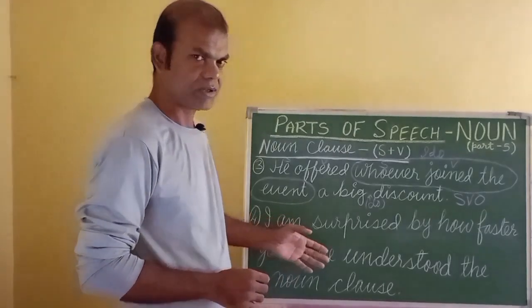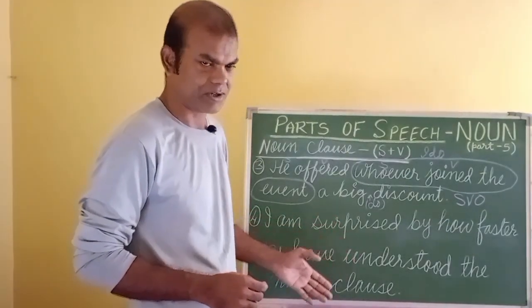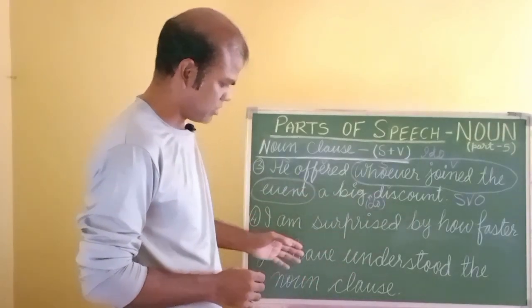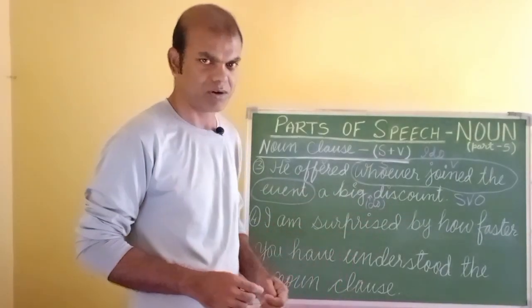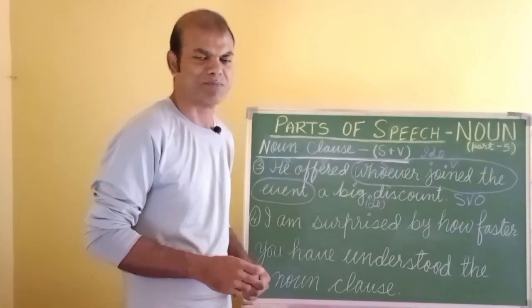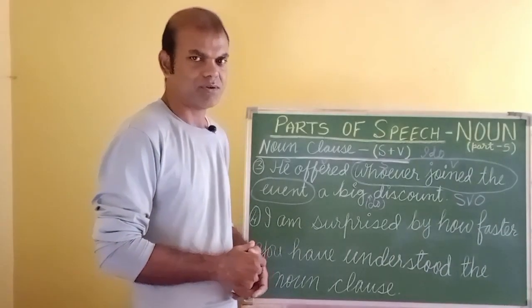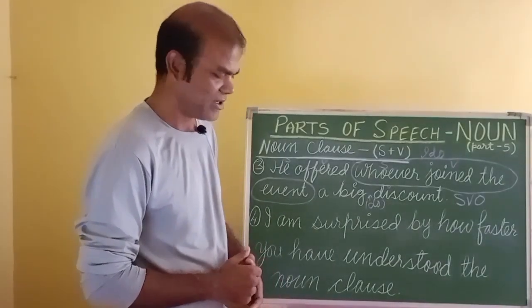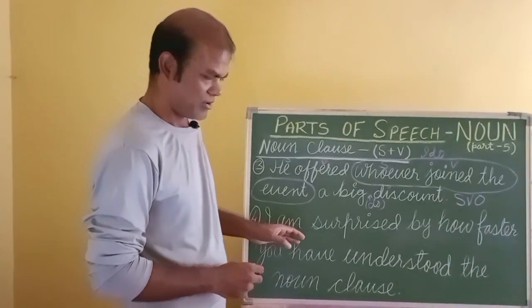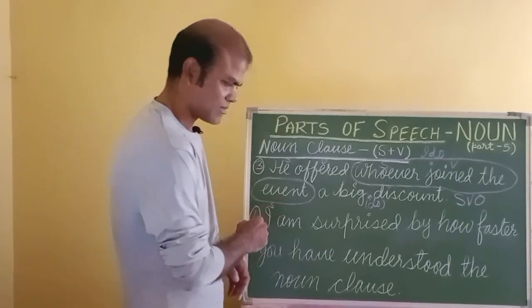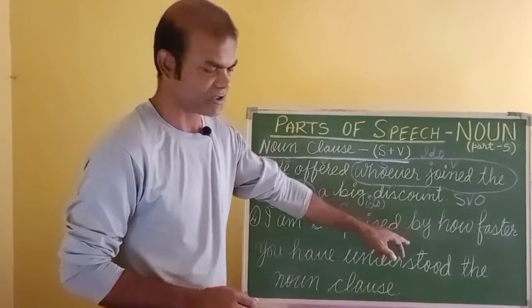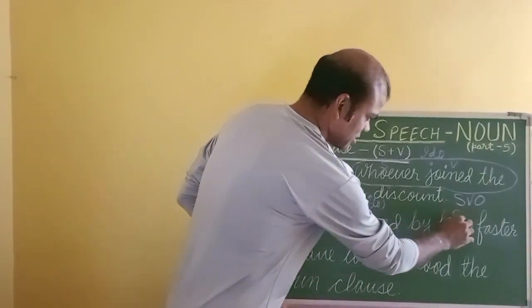In this we are going to see the object of the preposition. I am surprised by how faster you have understood the noun clause. Very good. I am surprised. Till here now you have come to know much more about noun clause. I am surprised of that. Okay, so this is the subject, I. This is the verb, object. Then we have the preposition by, and this is the conjunction how.